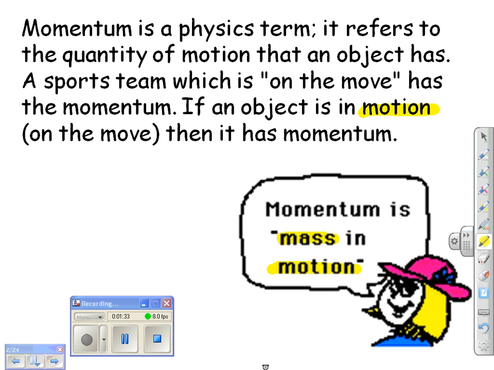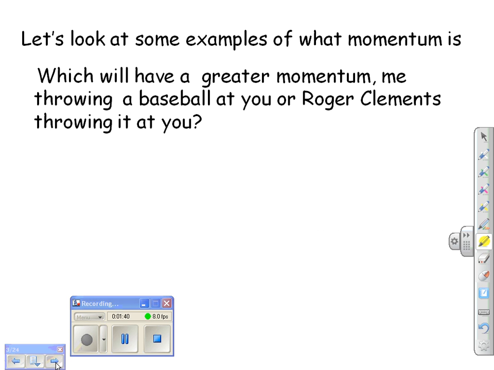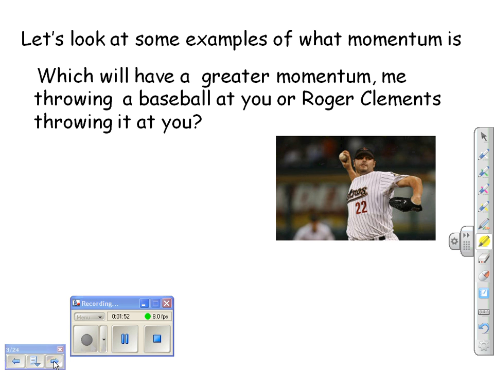All right. So let's talk some more. Let's look at some examples of what momentum is. Which will have a greater momentum? Me throwing a baseball, and I don't throw a baseball real well, at you, or Roger Clemens throwing it at you? Let's think. Roger Clemens, me. I'm thinking that pretty much the Roger Clemens one. What are you thinking? Well, let's think about why.